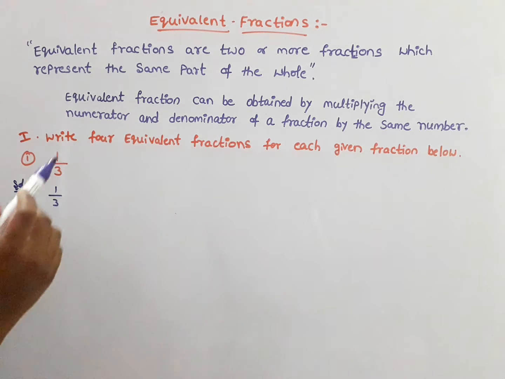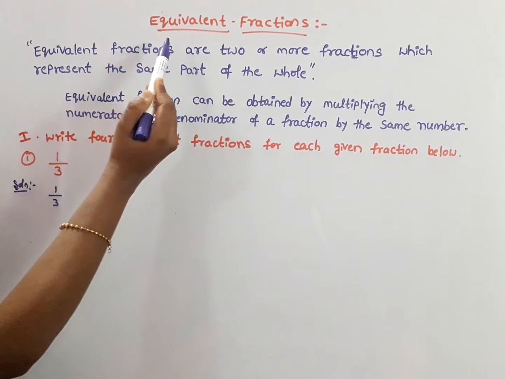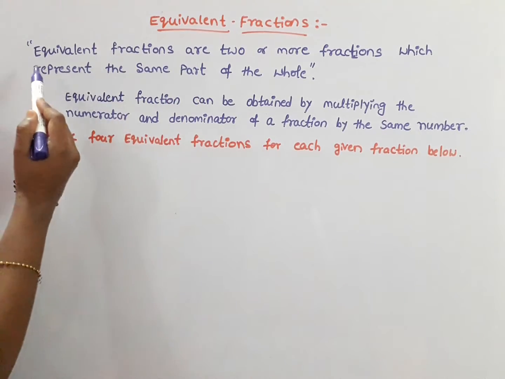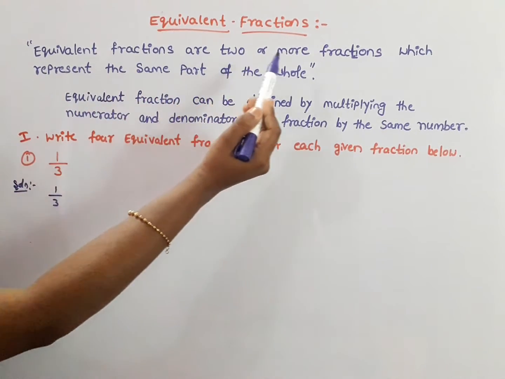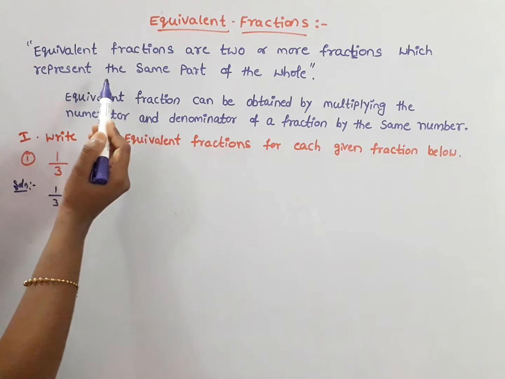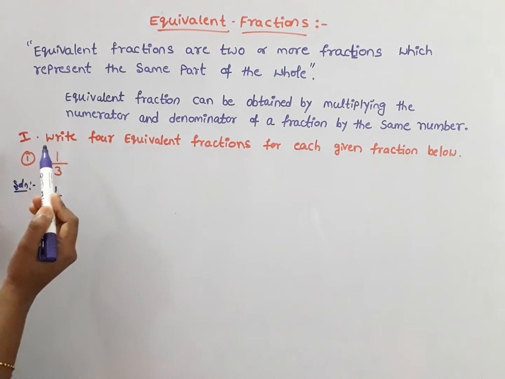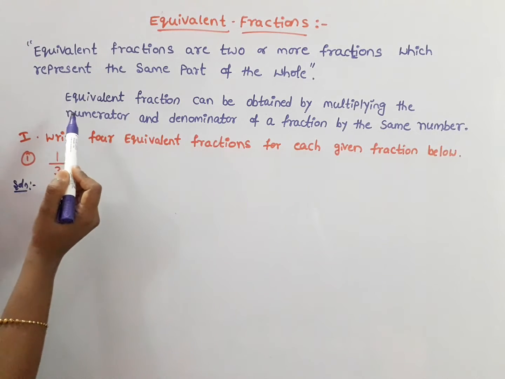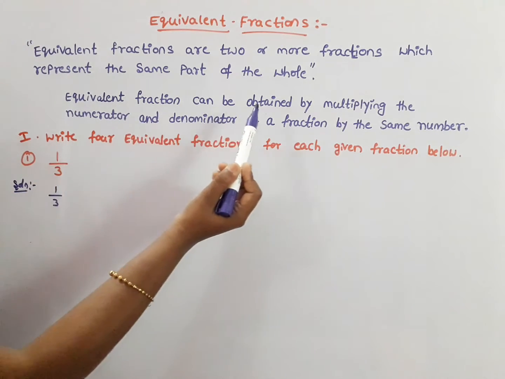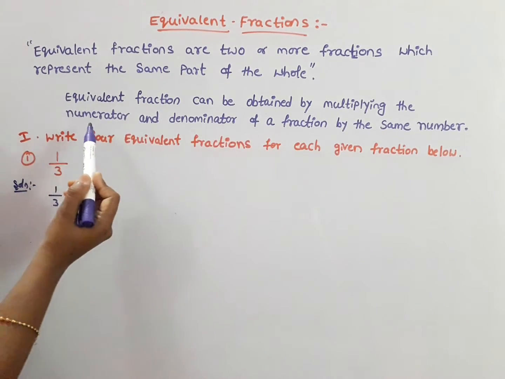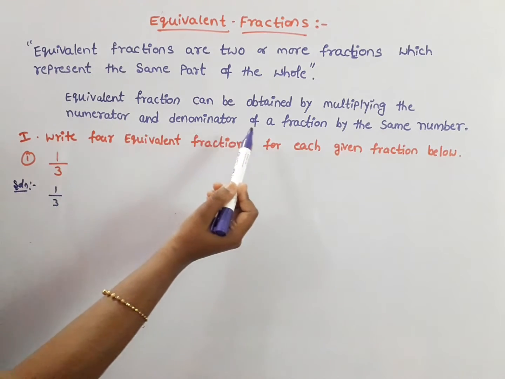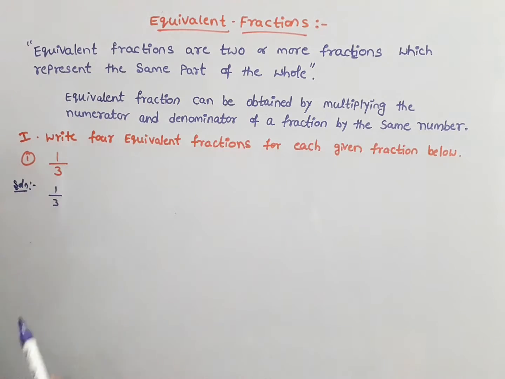Hello students, in this class we will learn about equivalent fractions. Equivalent fractions are two or more fractions which represent the same part of the whole. So then how to find the equivalent fractions? Equivalent fractions can be obtained by multiplying the numerator and denominator of a fraction by the same number.